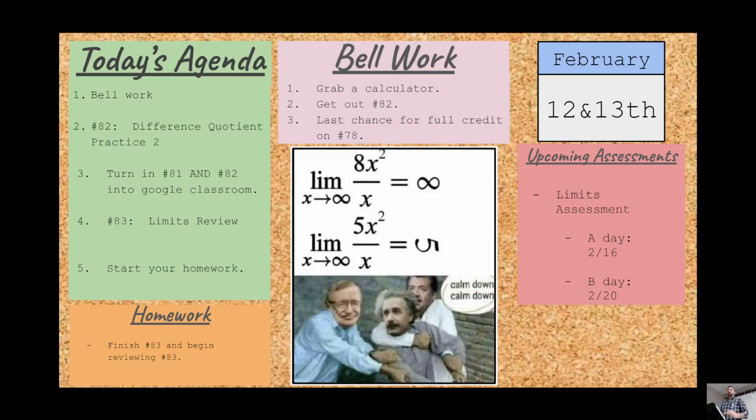Alright guys, you need to do two things to get started this morning. You need to make sure that you have 78 turned in if you want full credit for that. And you need to find number 82 in your binder. That's a worksheet I had you pick up last class, but I didn't make you work on it yet. So you may not have numbered it as 82, but you should have it in your binder.